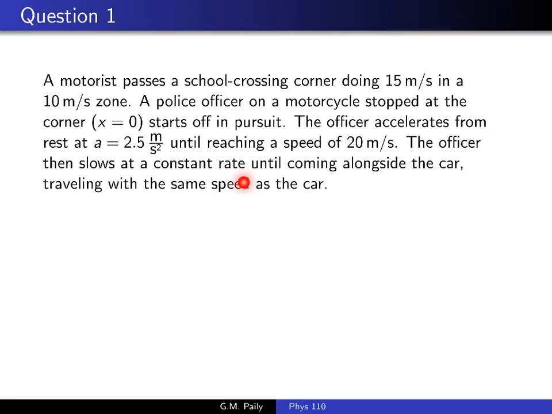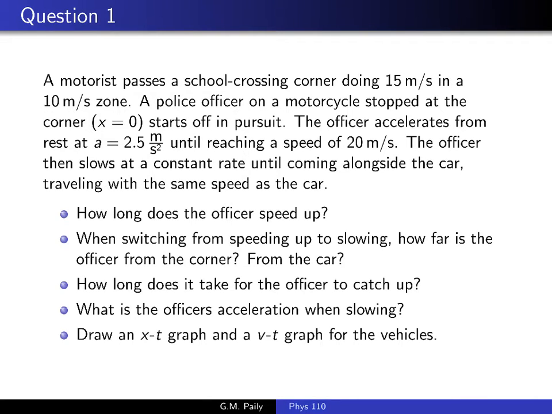The officer then slows at a constant rate until coming alongside the car, traveling with the same speed as the car. Here are a number of questions. How long does the officer speed up? When switching from speeding up to slowing, how far is the officer from the corner? How far is the officer from the car? How long does it take for the officer to catch up? What is the officer's acceleration when slowing? And then we are also asked to draw some graphs for the two vehicles.